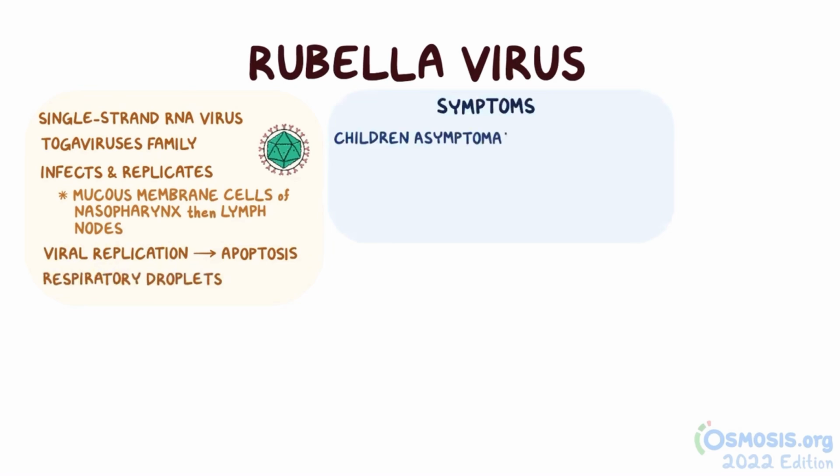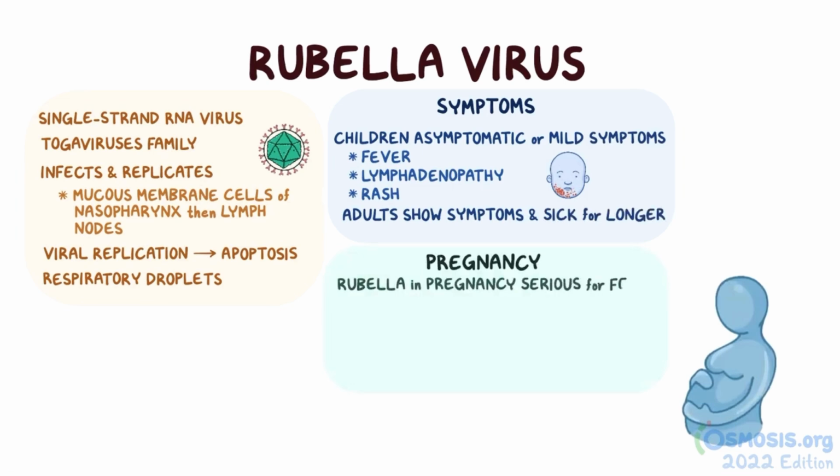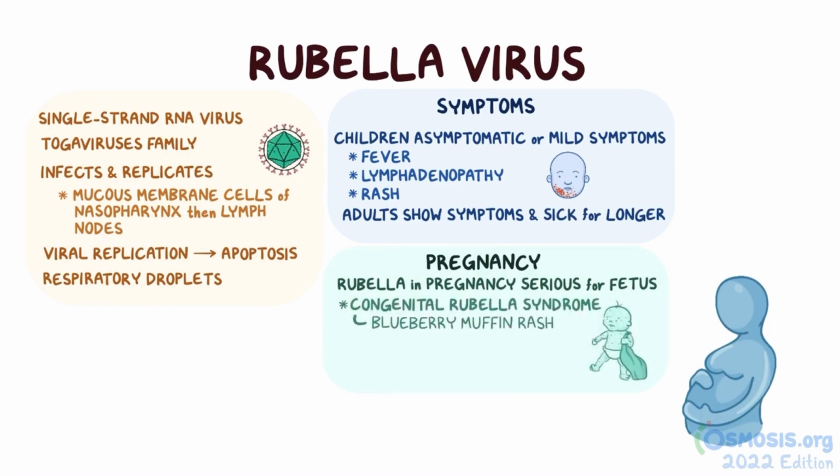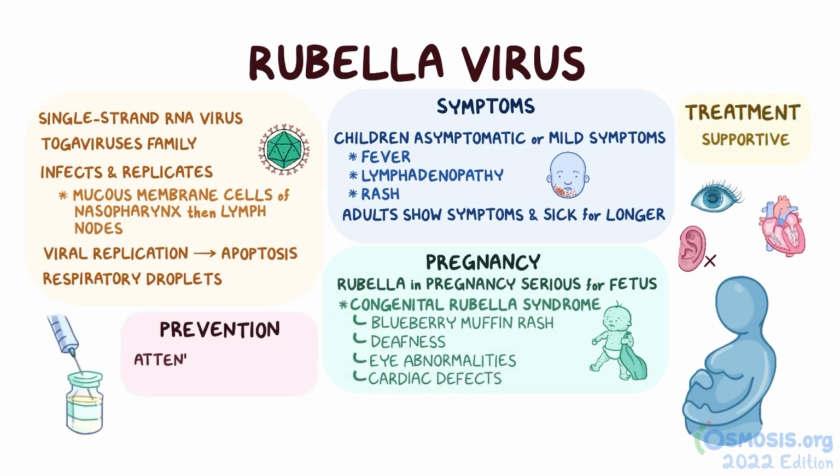Children are often asymptomatic or might have mild symptoms like fever, lymphadenopathy, and a rash, while adults tend to show symptoms and be sick longer. Rubella in pregnancy can be very serious for the fetus, resulting in congenital rubella syndrome. In addition to a blueberry muffin rash, classic symptoms of congenital rubella syndrome include deafness, eye abnormalities, and cardiac defects. Treatment for rubella is supportive, and prevention involves a live attenuated vaccine.